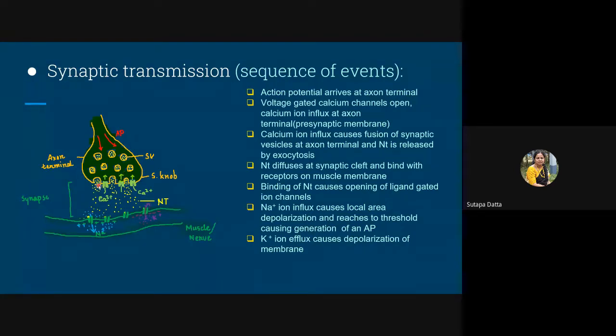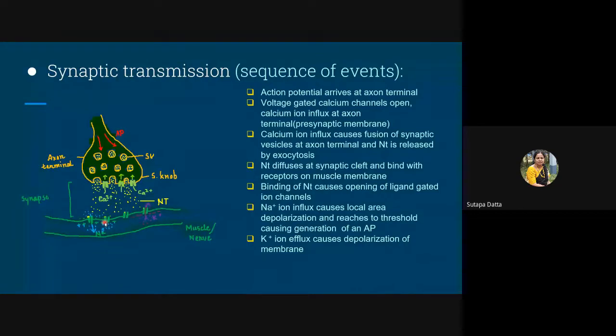Now, this membrane fusion allows exocytosis of the inner content of synaptic vesicles, that is, the neurotransmitters. The neurotransmitters diffuse across the synaptic cleft. Whenever they diffuse in the synaptic cleft, they bind with the specific receptors present on the muscle membrane or the nerve. Here you can see these are the membrane receptors to which the neurotransmitters specifically bind, and whenever they bind, they open these ion channels.